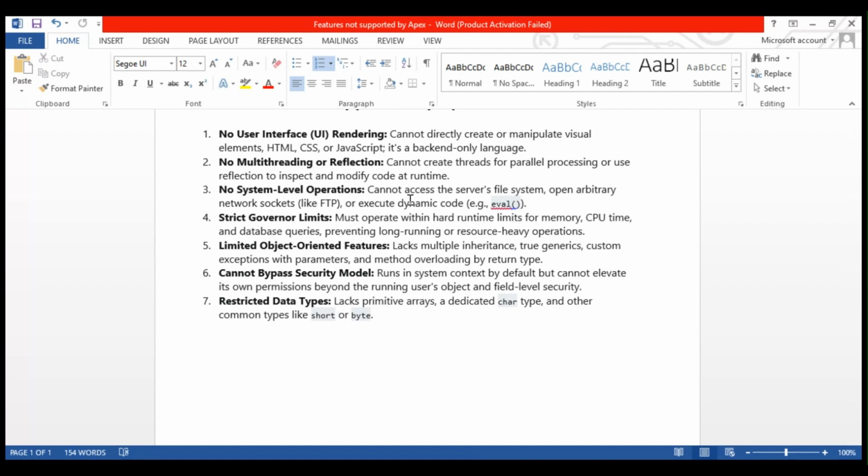So these are the few features, friend, which are not available in Apex. And whenever you are programming in Apex in Salesforce, you must consider all those limitations in Apex.